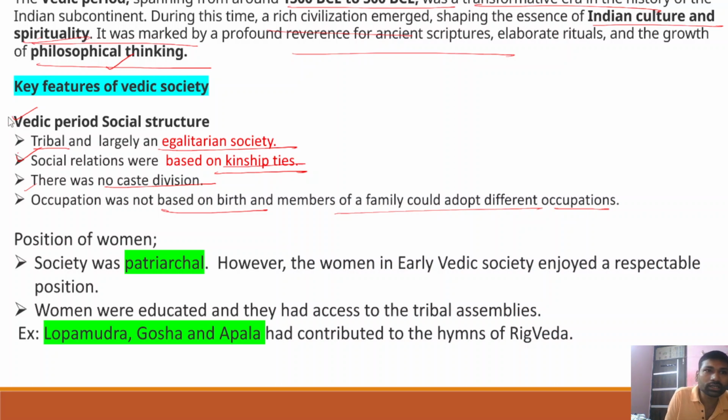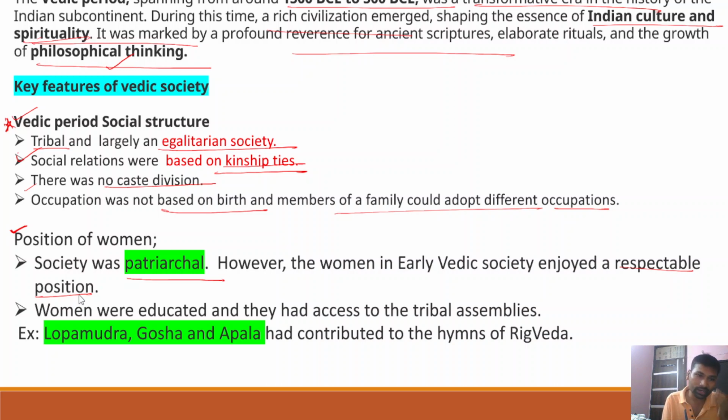Now, this is the general social structure of a Vedic society. However, when it comes to the position of women, the social structure was patriarchal. However, women used to enjoy a respectable position in the Vedic age. This is a significant distinction between contemporary Indian society and Vedic age Indian society. Women were educated and they actively participated in village assemblies as well.